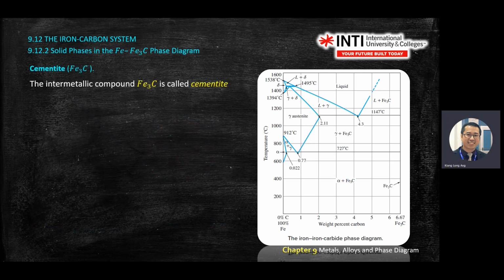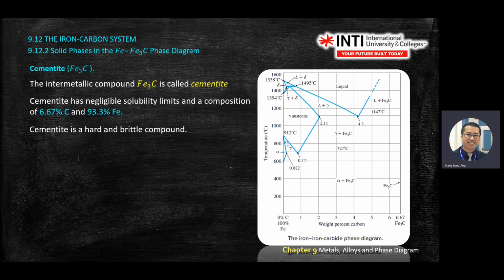Then the Fe3C, cementite. We have negligible solubility limit. Composition can have very large range, from 6% to 93%. Right, very large, huh? And Fe3C is basically carbon, so it is very hard and brittle, right?